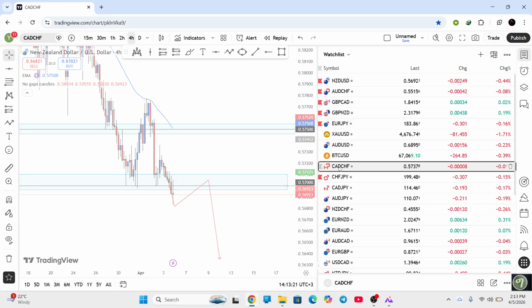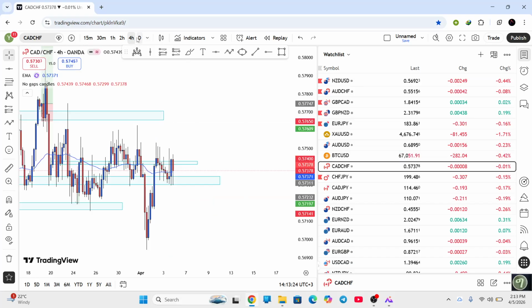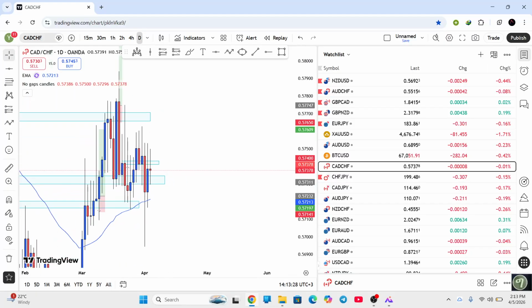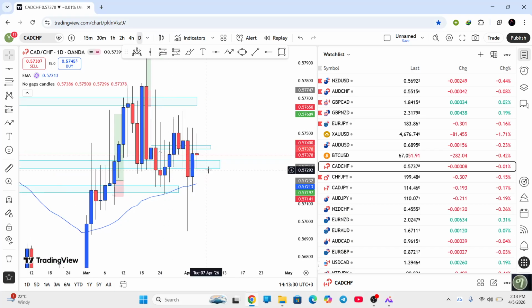Yep. CADCHF. What do we got? I will only be looking for sale. Yeah, okay, because this is the higher low. We have a body closure below, so we shifted structure to bearish. This is the lower low, this is the lower high. Price pulled back. I told you guys, if we have a body closure above this structure point, we are going to shift to bullish. So I'm going to wait for the pullback to take the buy.